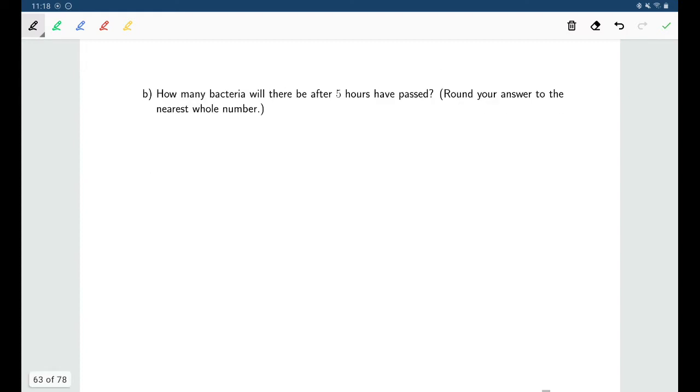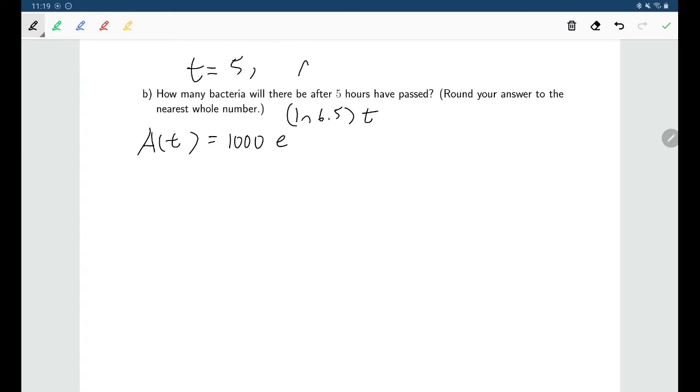Part 2. We want to know how many bacteria there will be after 5 hours have passed. And now here I will find my approximate answer, because I'm told to round my answer to the nearest whole number. So I start off with what I know, which is that A of t is 1,000 e to the natural log of 6.5 times t. What we're interested in is how many bacteria there will be after 5 hours have passed, in other words, when t is equal to 5. So now I just need to find A of 5, putting in 5 for t.